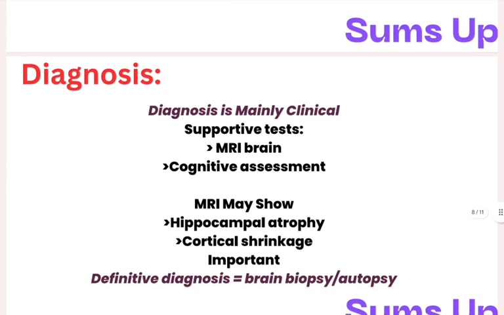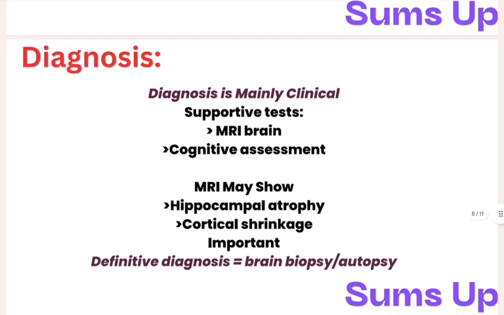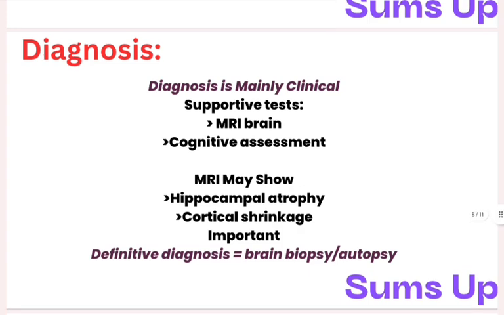How to diagnose it? Diagnosis is mainly clinical. Supportive tests are MRI brain and cognitive assessments. MRI may show hippocampal atrophy and cortical shrinkage. The important definitive diagnosis is brain biopsy. Remember, the definitive diagnosis for Alzheimer's is always brain biopsy and autopsy.